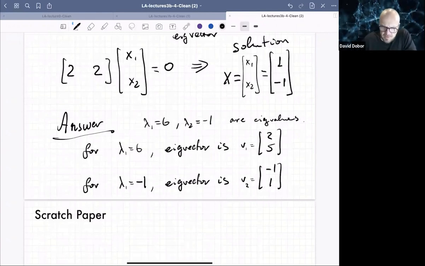So that I don't wave my hands too much, I want to put the eigenvector that we agreed upon, that we found. Okay, so that's the answer. That's the solution. Does that make sense? Okay, so this is great. This was a nice example.